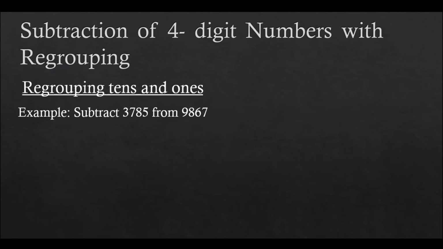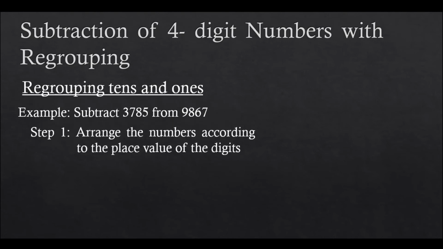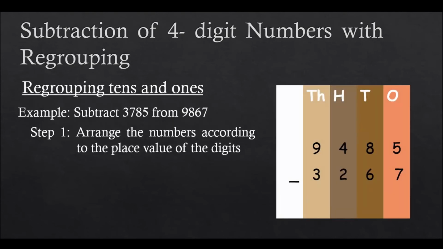Subtract 3785 from 9867. First, you have to write the given numbers in a place value chart according to the place value of the digits, as we did earlier. Now we can start subtraction. In the ones column, we have to subtract 5 from 7.